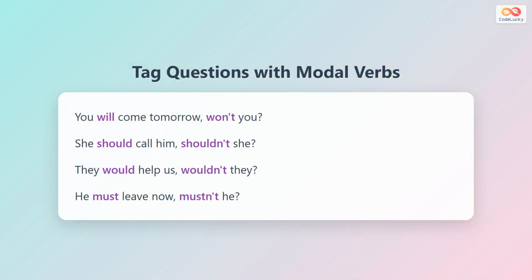Modal verbs like will, should, would, and must follow the same pattern in tag questions. You will come tomorrow, will not you? She should call him, should not she? They would help us, would not they? He must leave now, must not he? Always reverse positive to negative or negative to positive.